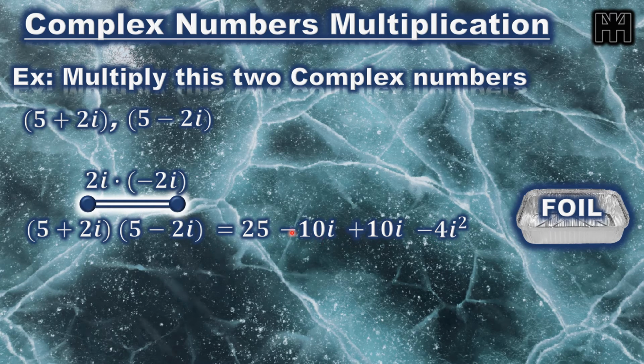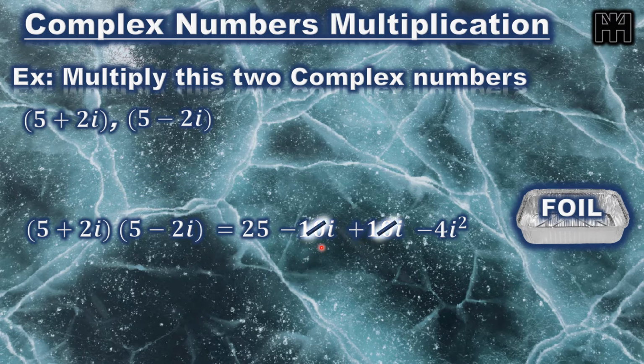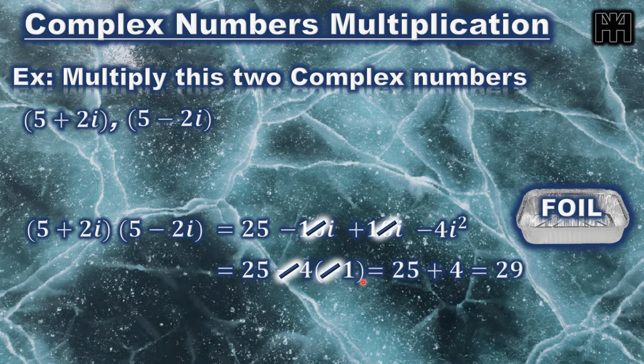Now these two, negative 10i and positive 10i, will cancel out each other because they have opposite signs. We will break this negative 4i squared to be 25 minus 4 multiplied by negative 1, as i squared is always equal to negative 1. Okay, so the negative will cancel out the negative. It will be 25 plus 4, equal to 29.